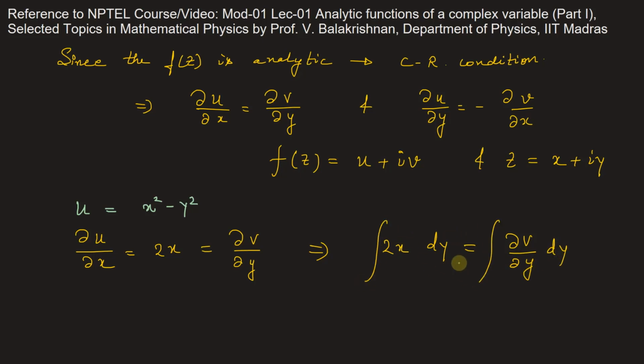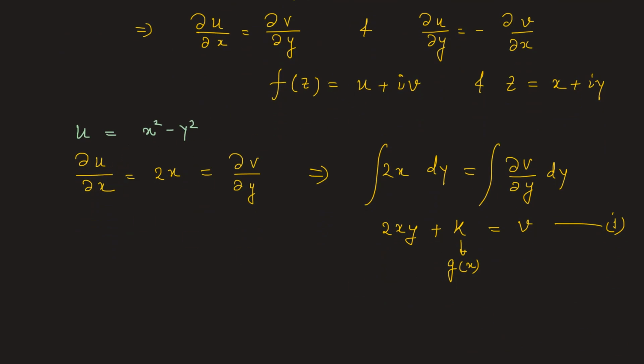Now if we integrate both sides, we'll get 2xy plus a constant, let's say k, is equal to v. Let this be equation number 1, and this constant k will be a function of x, because v is a function of x and y, and here we are integrating with respect to y only, so k must be a function of x. So let's write k should be some g of x.